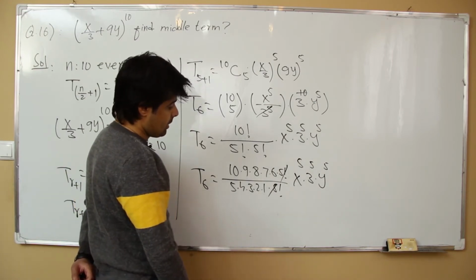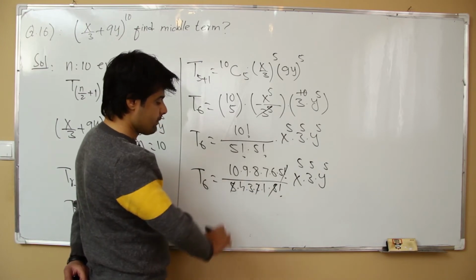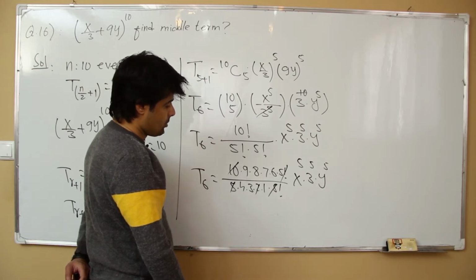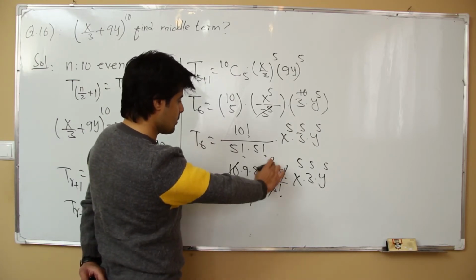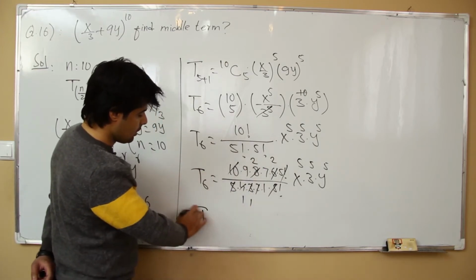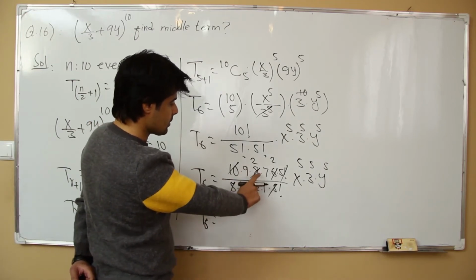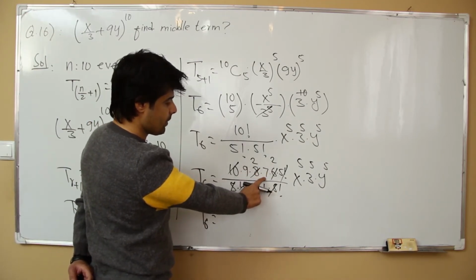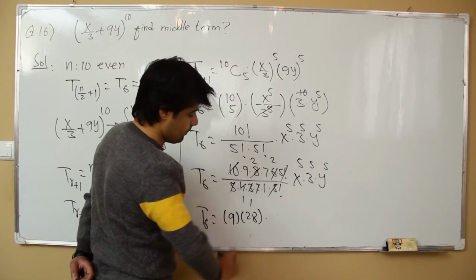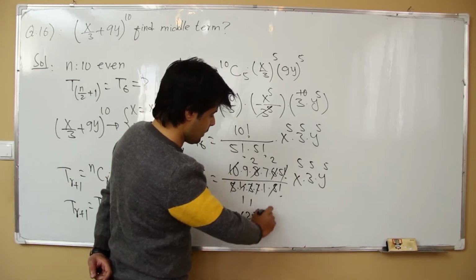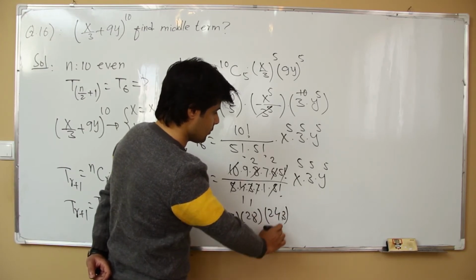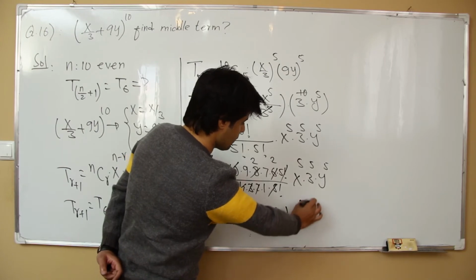And what do you think? 2 times 5, it's 10. This 10 with this 10 would be cancelled. And we have 3 with this one. 2 times 3 is 6, and we have 1, 4, 2. Now T6 is 2 times 2, 4, 4 times 7, we have 28, 28 times 9, 9 times 28, times 3 to the power 5, it is 243, 243, x to the power 5, y raised to the power 5.